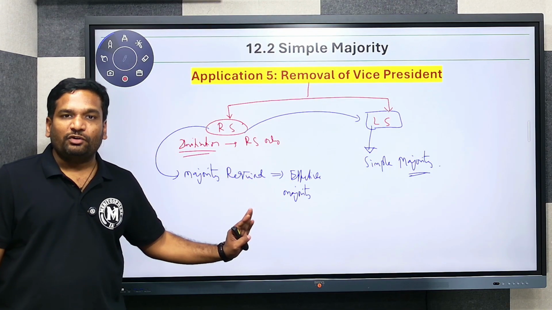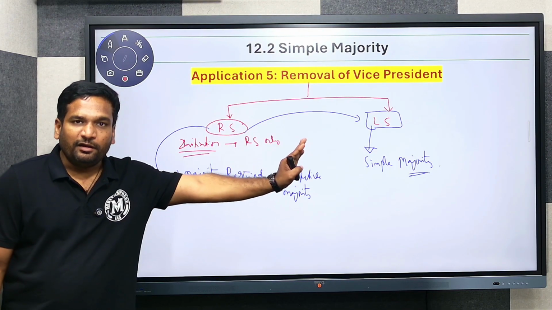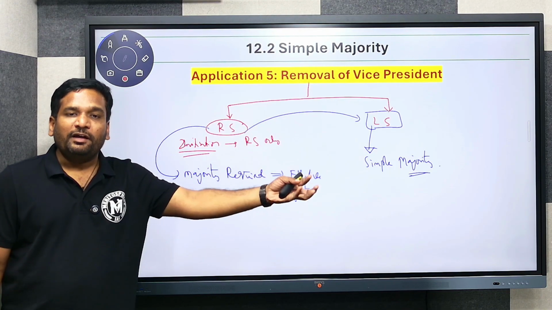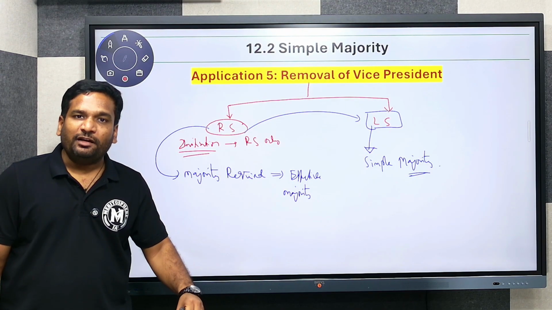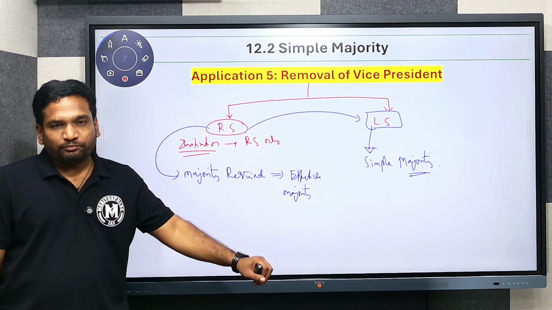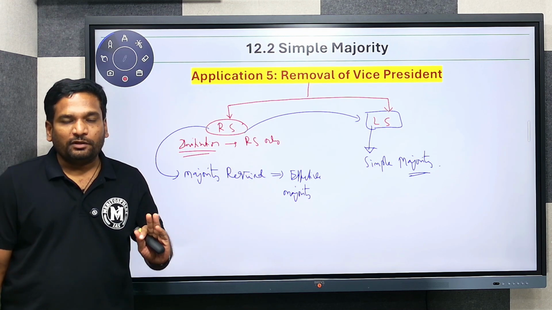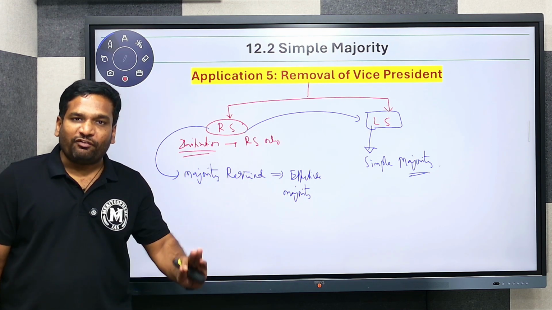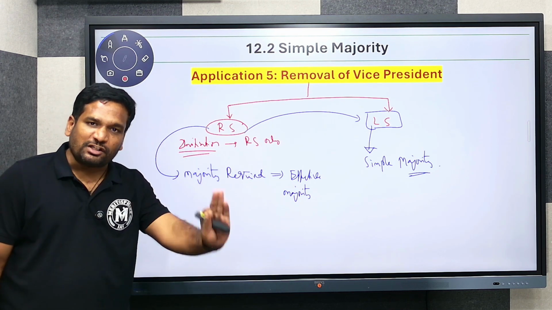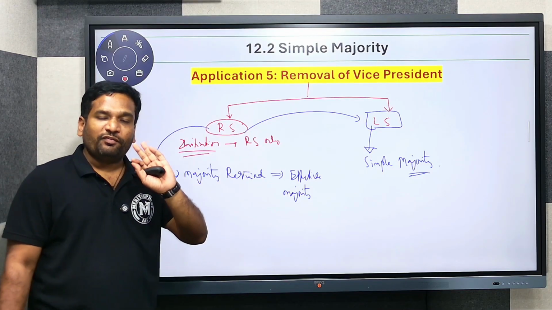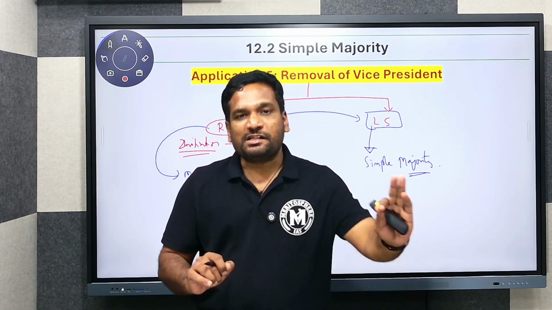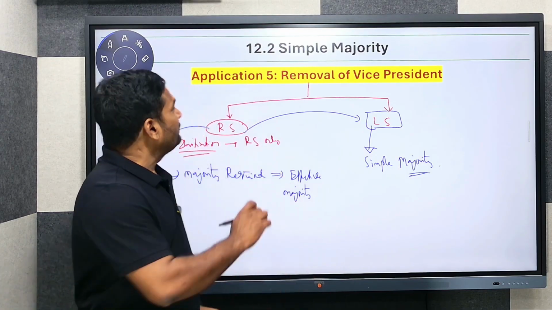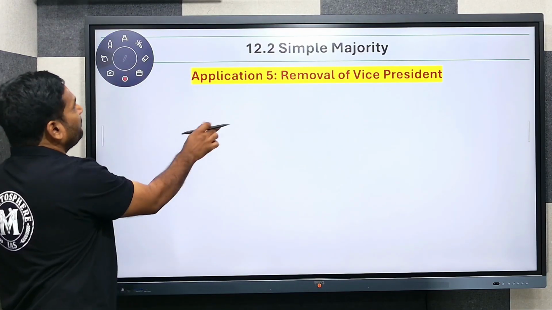After the passing of such a resolution, it is sent to Lok Sabha, and Lok Sabha takes up the matter, discusses and debates it, and the matter is put to vote. Then the majority required for the removal of the vice president in Lok Sabha is simple majority. So in Rajya Sabha, effective majority is required. In Lok Sabha, simple majority is required. Remember this. So this is application 5.